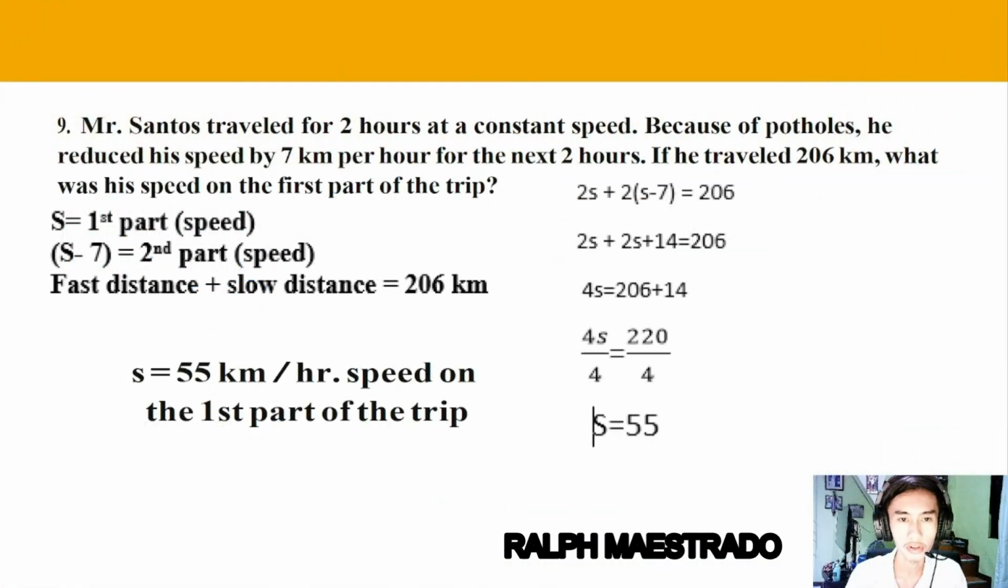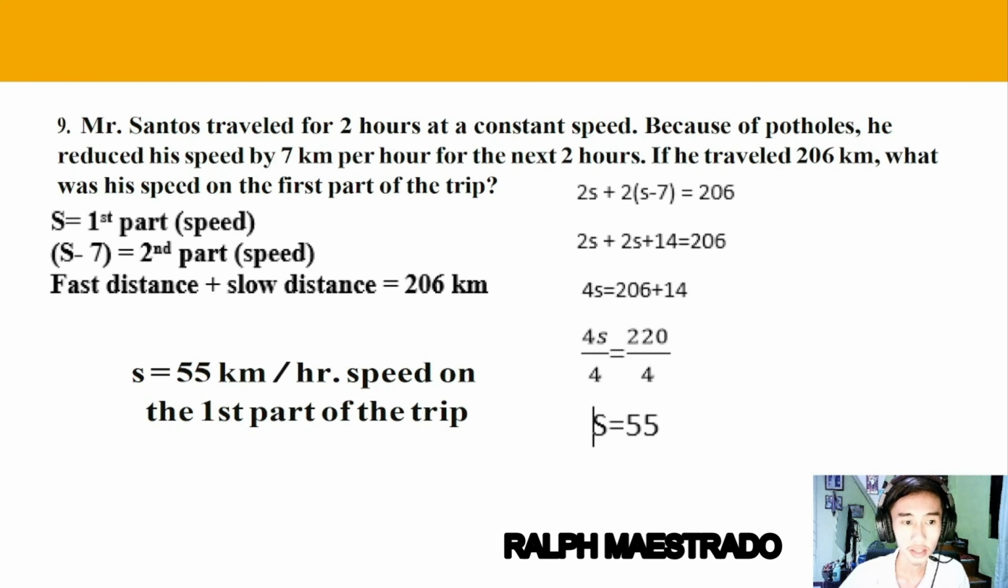Mr. Santos traveled for 2 hours at a constant speed. Because of potholes, he reduced his speed by 7 kilometers per hour for the next 2 hours. If he traveled 206 kilometers, what was his speed on the first part of the trip? In this problem, we're looking for his speed on the first part of the trip if he traveled 206 kilometers. Let s be the speed of the first part, and let s minus 7 be the speed of the second part. We're going to add the distances of the first part and the second part to be equal to 206 kilometers.